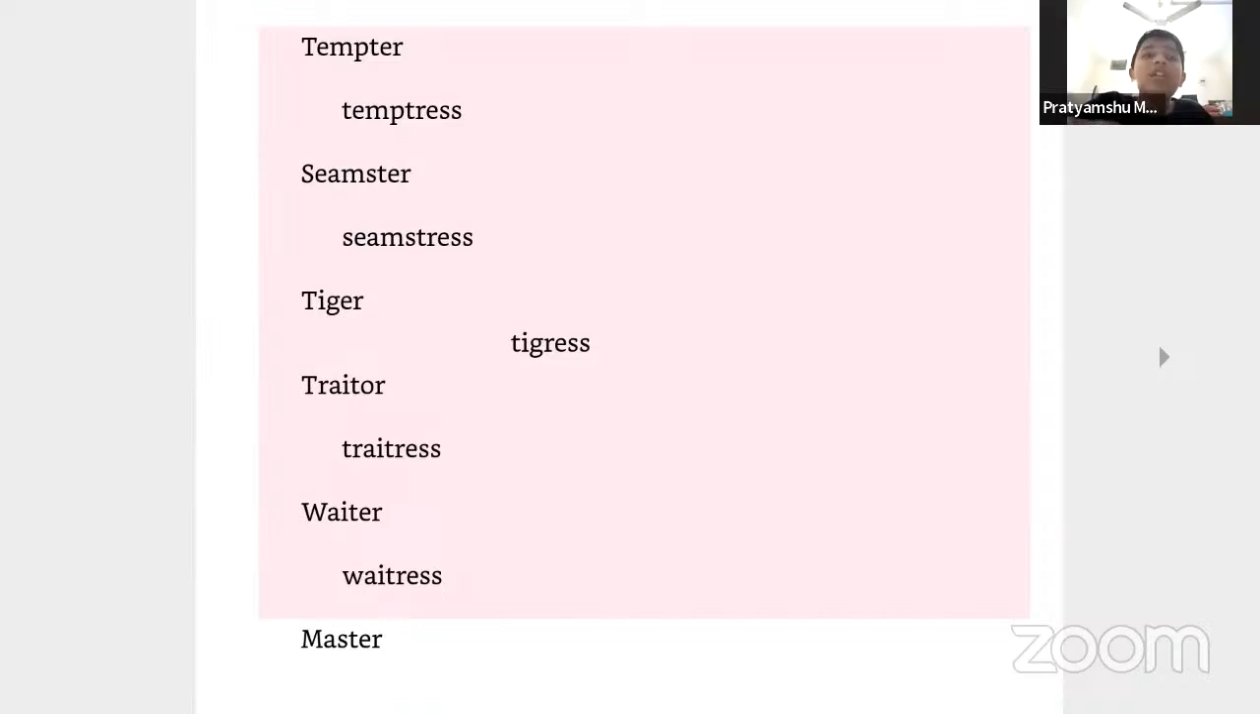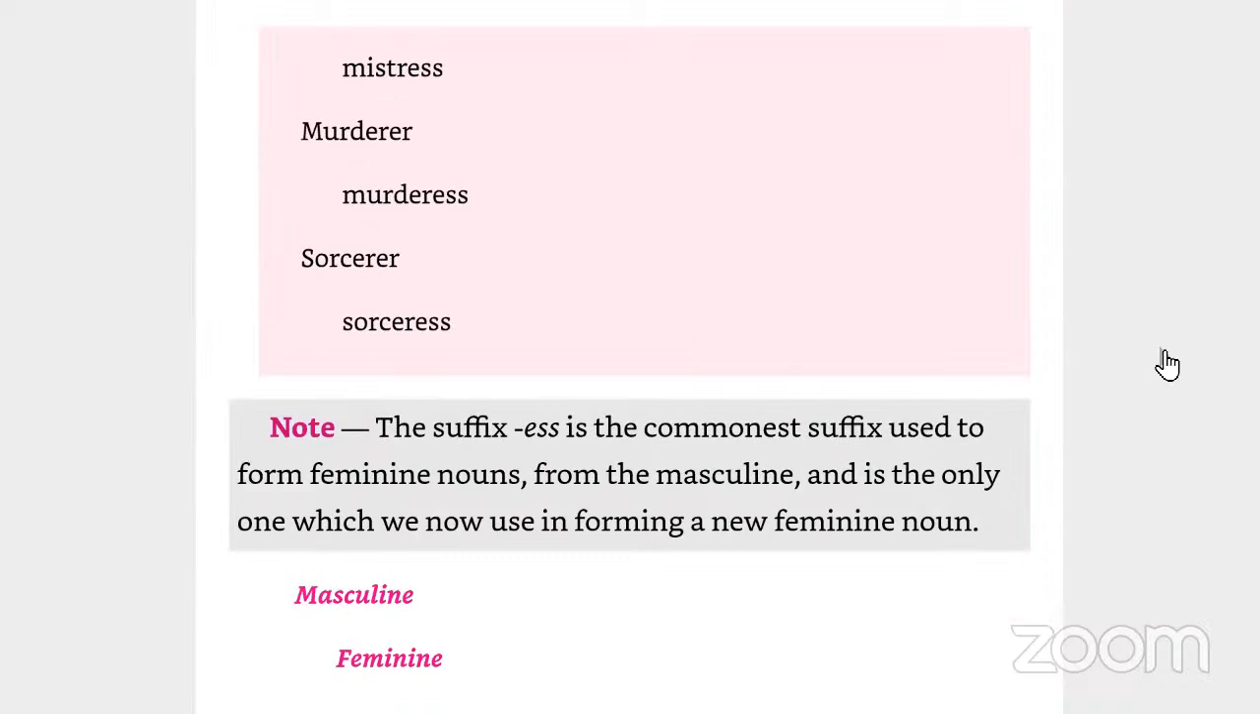Sir, Deshdrohi, Rajdrohi. Somebody who goes against the country is called a traitor. Traitress. Waiter, waitress. Mister, mistress. Murderer, murderess. Sorcerer, magician, S-O-R-C-E-R-E-R, sorcerer, sorceress, lady magician.